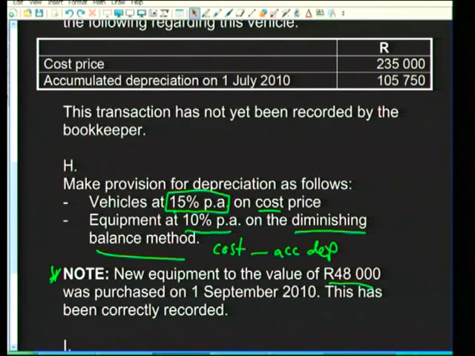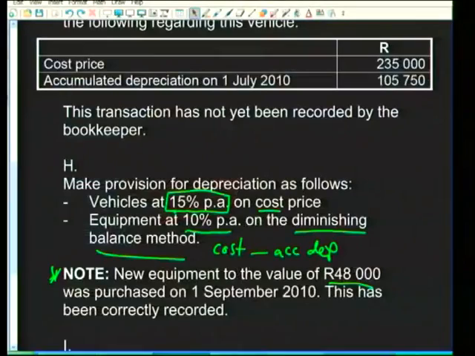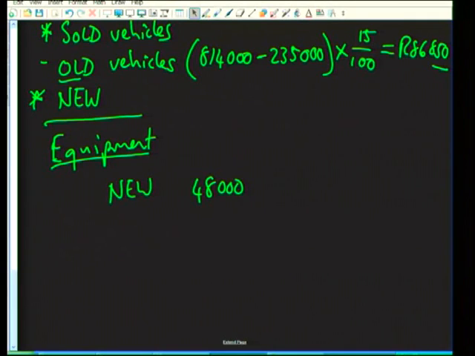So, if we purchased this on the 1st of September 2010, we had it for September, October, November, December, January, February, March, April, May, and June. We actually had this equipment for a total of 10 months. So, what we're going to do is we're going to multiply the answer by 10 over 12. The good news is that when you're doing new equipment, there's no depreciation yet. So it doesn't matter whether you're doing the cost price method or the diminishing balance method. The equipment is new, so it has no depreciation.